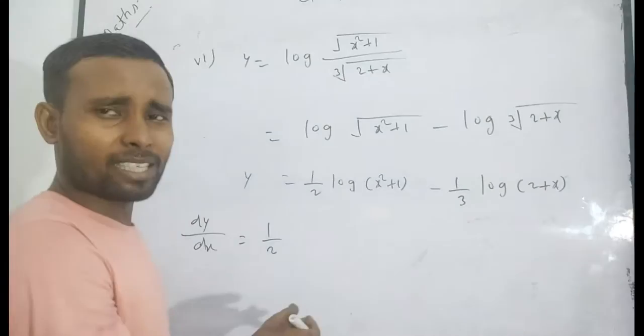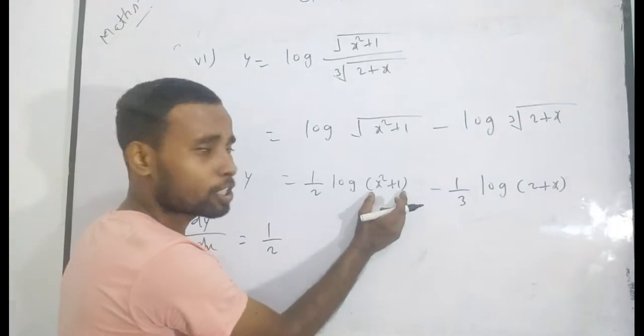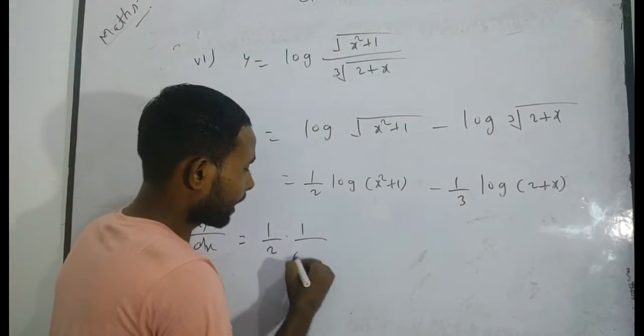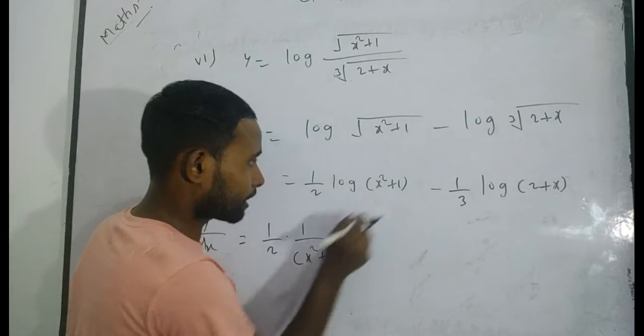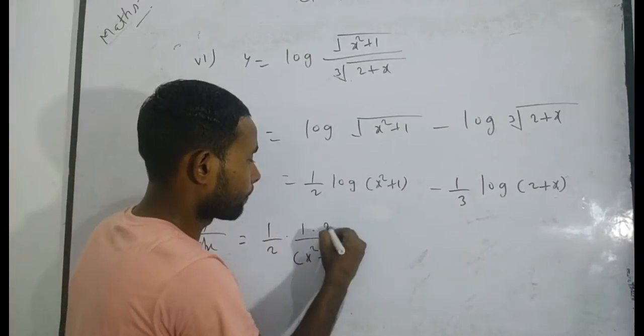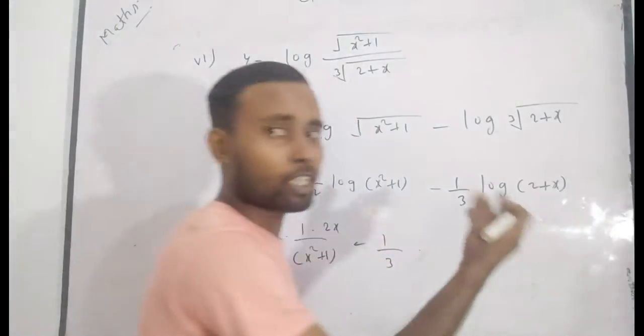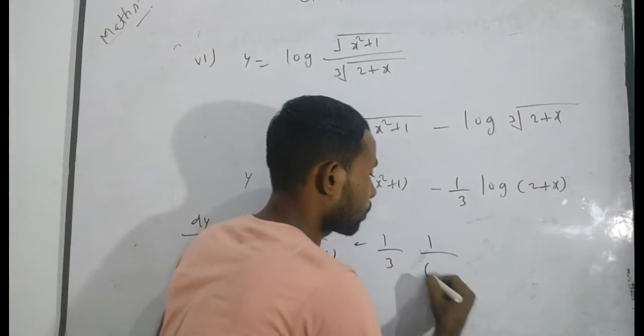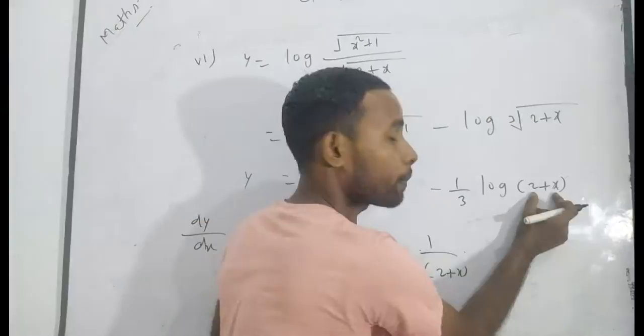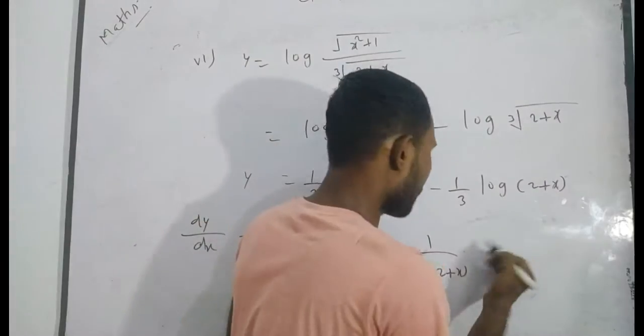See, it is very easy. Simply differentiate log with respect to it. It will be 1 upon x square plus 1. Again differentiate x square plus 1 with respect to x. It will be x, minus 1 upon 3. You have to differentiate log 2 plus x with respect to 2 plus x. In that case it becomes 1 upon 2 plus x. Again you have to differentiate 2 plus x with respect to x. It will be 1. So don't worry.